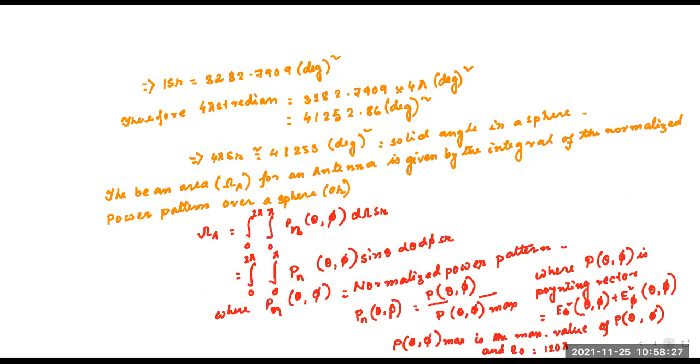That is the integral of the normalized power pattern over a sphere. That is integration over the period 0 to 2 pi, and a double integral: one is for 0 to 2 pi, another is for 0 to pi, of Pn(theta, phi) d omega steradian. And there we get the Poynting vector. And from the Poynting vector, we get the maximum value of P(theta, phi). And we get Z0 is equal to 120 pi.